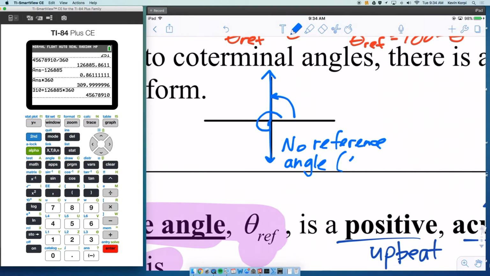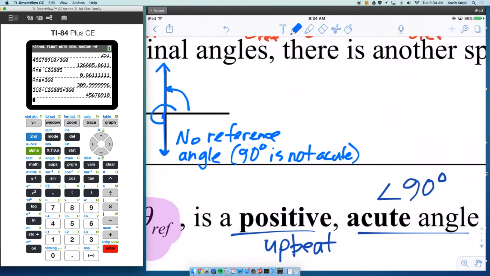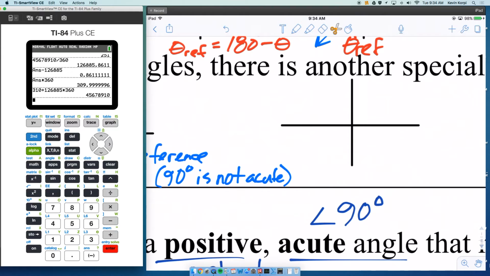Okay, because 90 degrees is not acute. Okay? The other special case is when your angle terminates not on the y-axis, but on the x-axis. So it could terminate there. That would be an angle of 0. Or it could terminate over here. That would be an angle of 180.